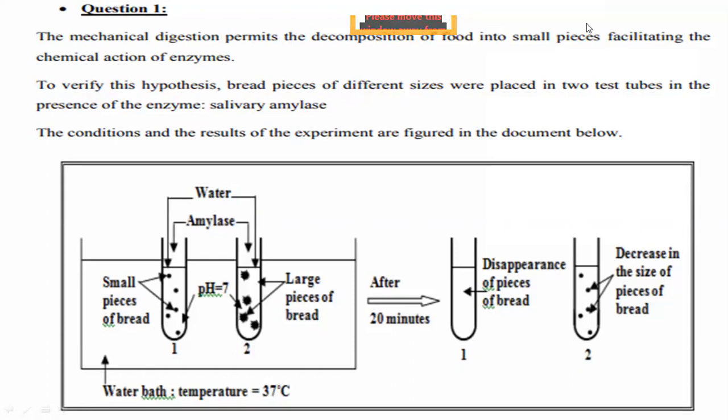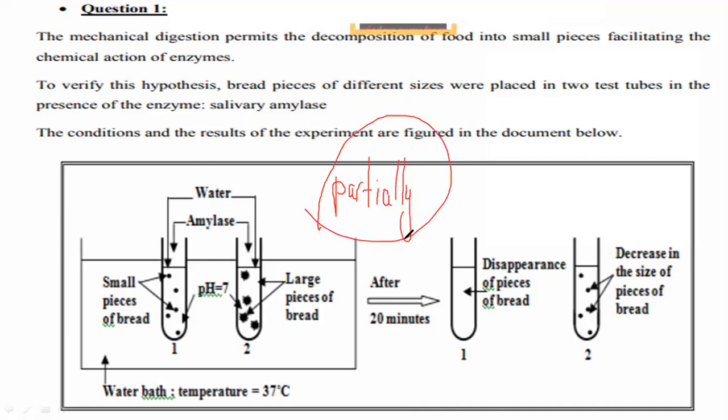What's the meaning of the word partially? Partially meaning that it's not completely. Partially digested. It doesn't digest completely. Since the large pieces are not digested completely. They are digested into smaller pieces. So here I finished the interpret.